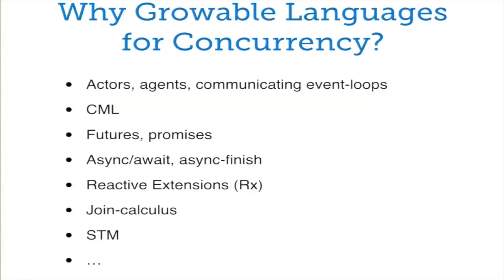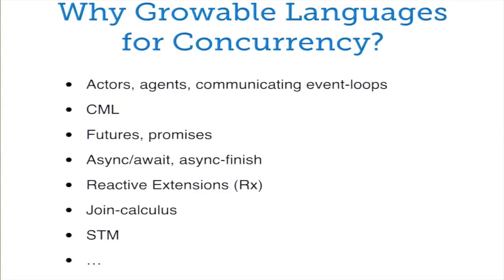And so now of course one question is, why are we actually interested in growable languages for concurrency? Wouldn't it be easier to just pick a couple of abstractions and build them into the language? Well, if you look at the landscape of concurrent programming models and systems, you very quickly realize that there are so many different abstractions and programming models.